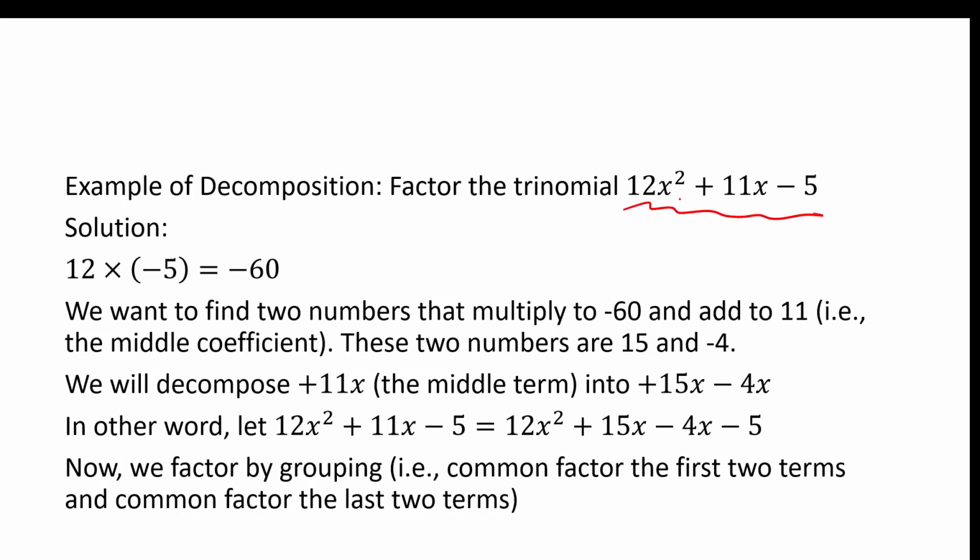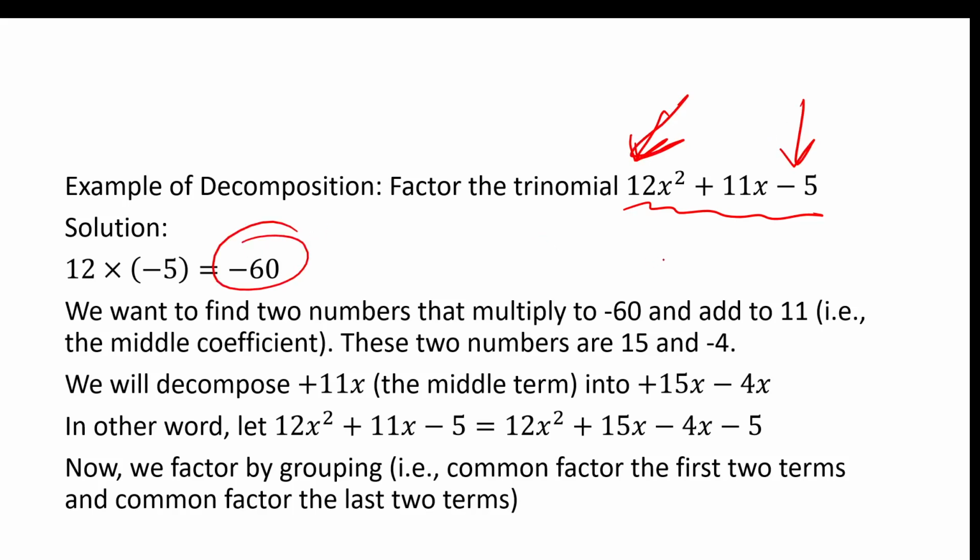Suppose we wanted to factor the trinomial 12x squared plus 11x minus 5. We can't common factor the 12 out, so we're left with it. We have a 12 in front. So what we're going to do is take that first coefficient of 12 and that final coefficient of negative 5, multiply them, and we get negative 60.